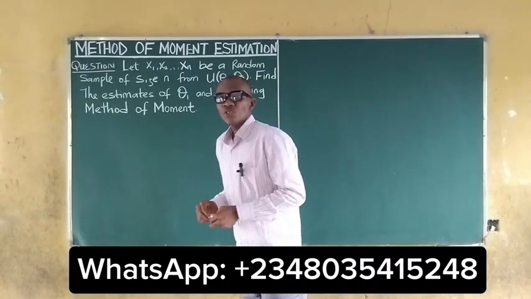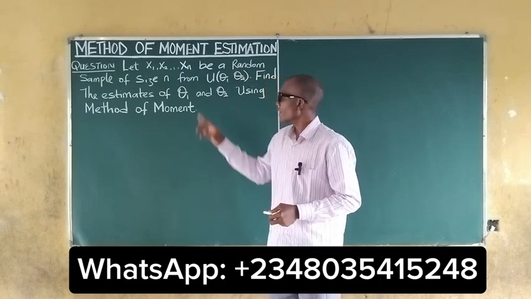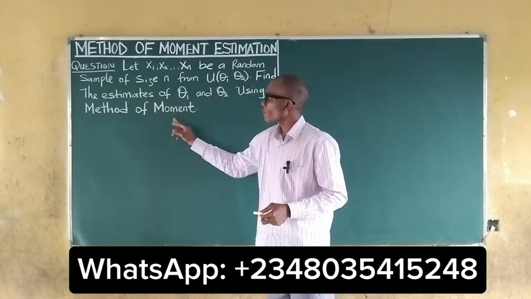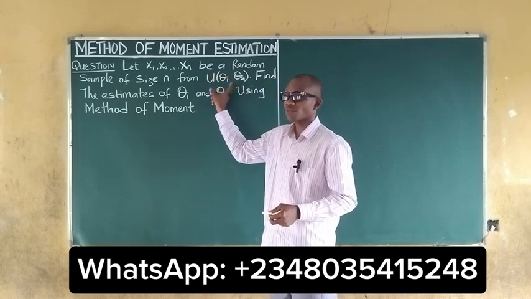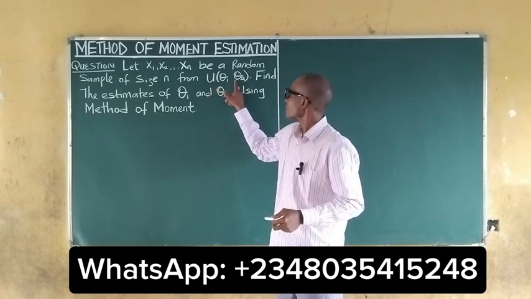In this video, we will be solving a question on method of moments. We will be finding the estimate of theta 1 and theta 2 using the method of moments for the given distribution. This is the normal distribution, but here we have the mean as theta 1 and the variance as theta 2.